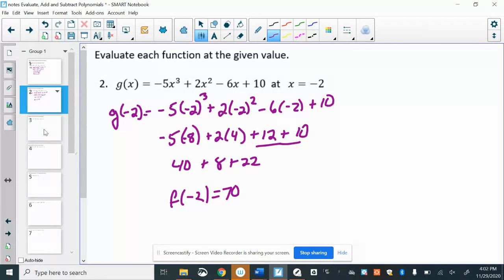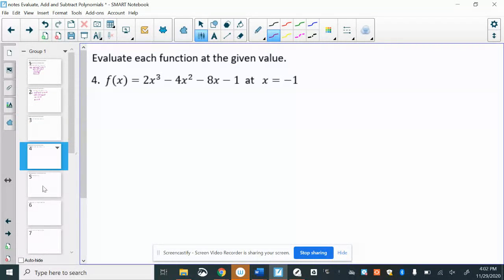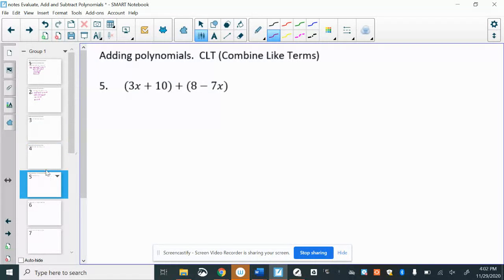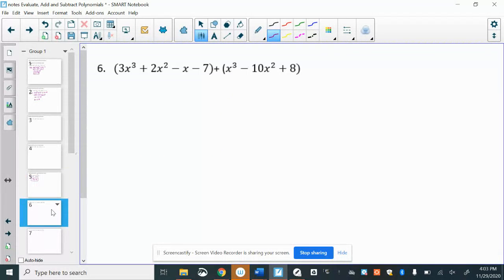All right, so you guys try these next two. Again, answer key is in Schoology. Please compare. We're going to add polynomials, which really just means CLT, combining like terms. X's with x's, numbers with numbers. So I'm going to take this 3x and combine it with this minus 7x, getting us negative 4x. 10 plus 8 is going to get us 18. So that one's pretty simple.